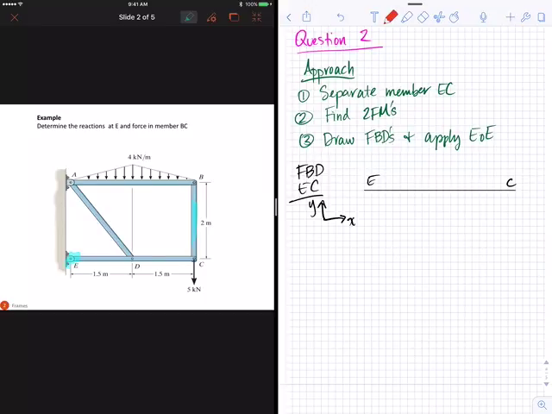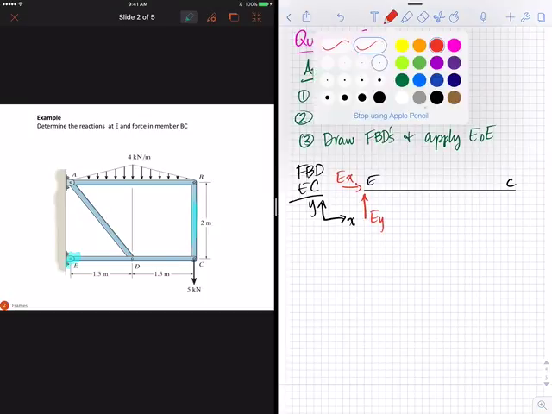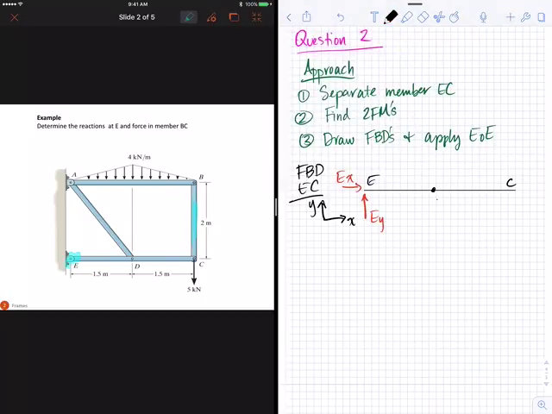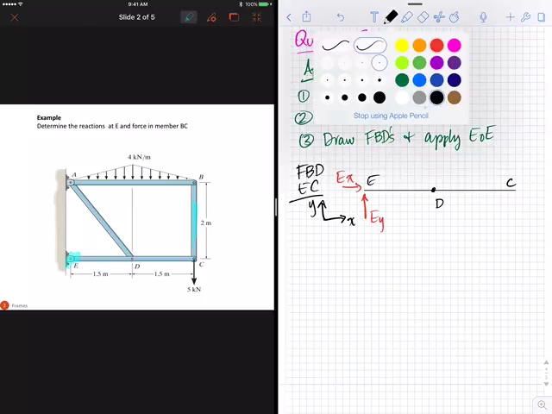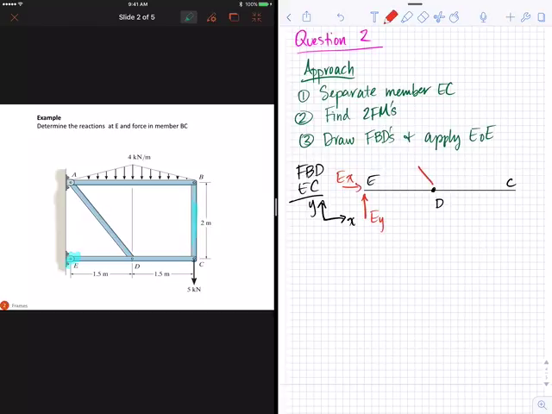So at E, we've got a pin joint, so we know we're going to have reactions EY and EX. Force at member AD, where it's connected at point D. So we've got a point D here. Recognize that member AD is a two-force member, so we know the line of action of this one. So this is the force, I called it dA here.